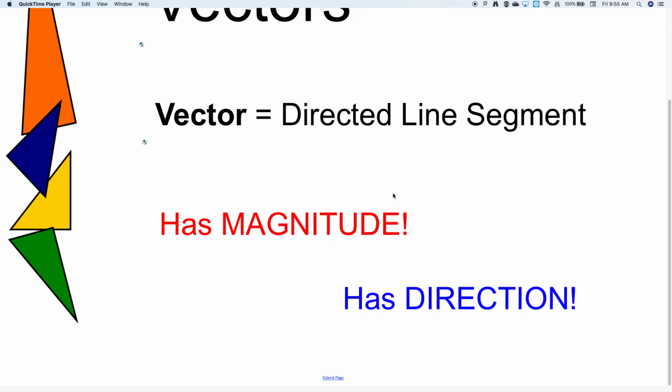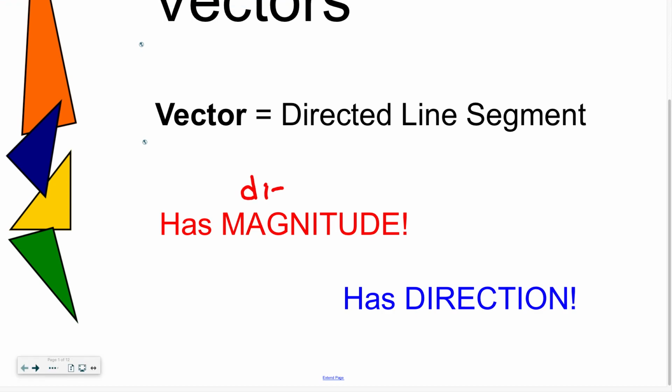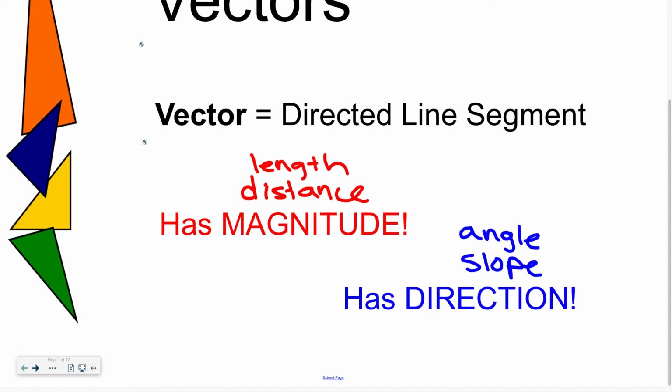In terms of mathematics, when we talk about the magnitude of the vector, we're often talking about its distance, or you could describe it as its length. Okay, so that would be the same thing as a magnitude. And then a direction. There are a couple different ways that you can see direction. The first way we'll see direction is as a slope. And the second way that we'll see direction is as an angle.